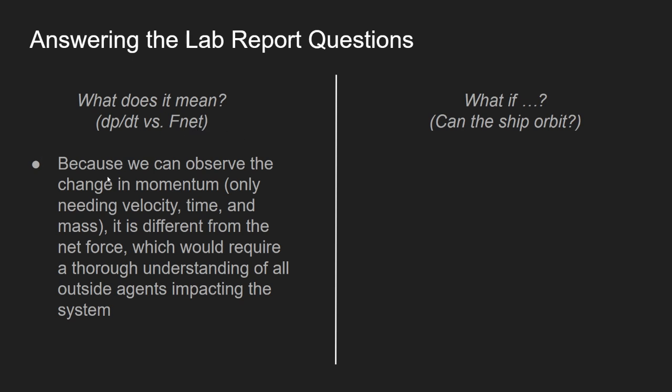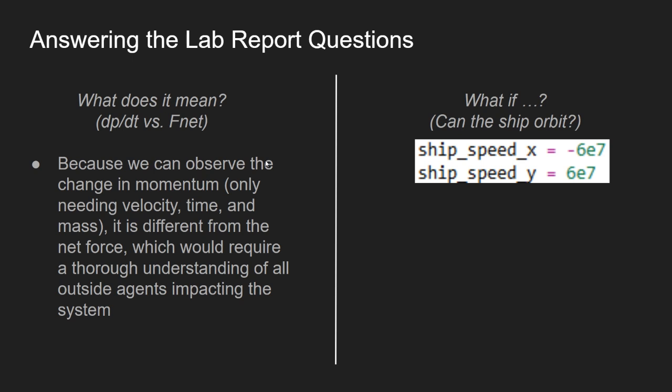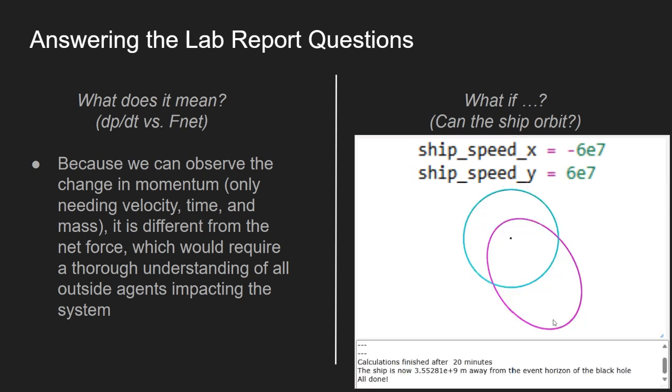And then answering the lab report questions, the change in momentum versus the net force. So we can observe the change in momentum, but we cannot observe a net force because we would need to know the agents acting on the system. That's the difference in those. And then, yes, the ship can orbit, and it orbited with these speeds given right here.